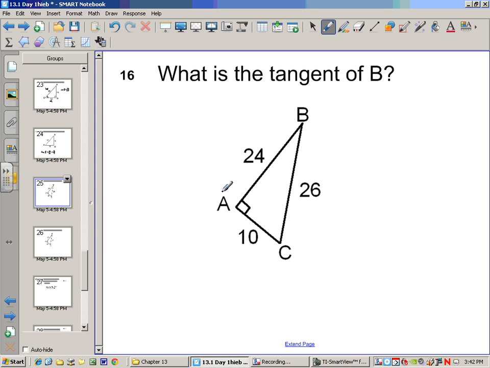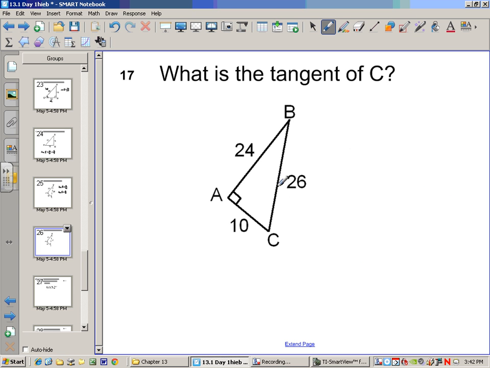Do the same here. Pause this and see how well you do. Find the tangent of angle B. All right, hopefully you're done. Tangent of B is going to be opposite, which is 10, over the adjacent, which is 24. So the tangent of angle B will be 5/12. Now find tangent of angle C. Hopefully you're done. That would be opposite, which is 24, over adjacent, which is 10.